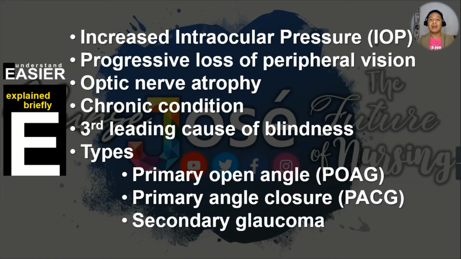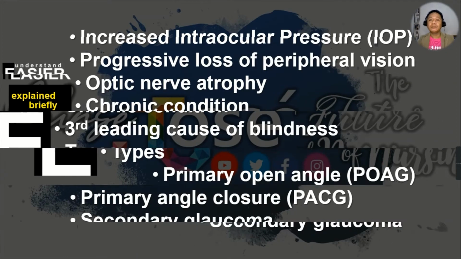And of course we have the third one, which is your secondary glaucoma. Secondary glaucoma is caused by other pre-morbid conditions of the patient, such as diabetes mellitus and other conditions that cause the pressure of your aqueous humor, or your intraocular pressure, to increase. So these are the types of glaucoma.